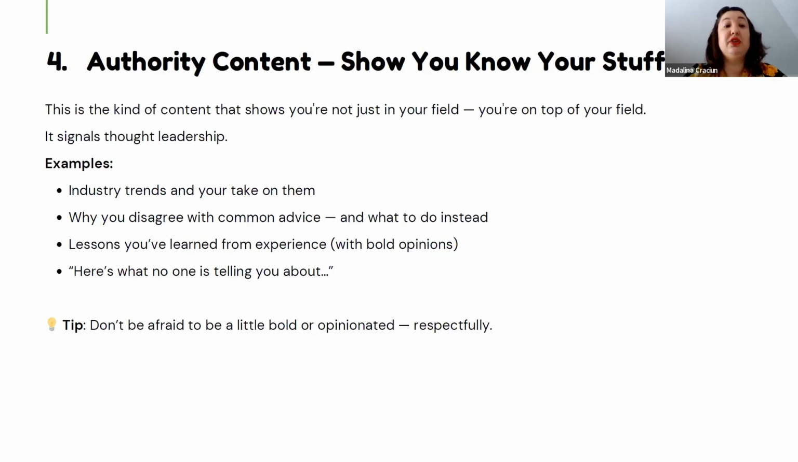Also, post authority content. Show you know your stuff. This is the kind of content that shows you are not just in the field, you are on top of your field. It signals thought leadership. Examples: industry trends and your take on them, why you disagree with common advice and what to do instead, lessons you've learned from experience with bold opinions, and "here is what nobody is telling you about." Don't be afraid to be a little bold or opinionated, respectfully, obviously.